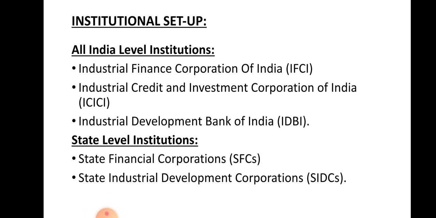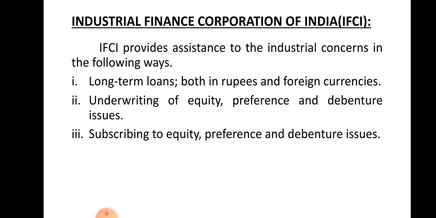So the institutional setup. First is the All India level institutions: Industrial Finance Corporation of India, IFCI; Industrial Credit and Investment Corporation of India, ICICI; and the third one is the Industrial Development Bank of India, IDBI. And the next one is the state level institutions: State Financial Corporations, SFCs, and State Industrial Development Corporations, SIDCs. Let us see one by one.